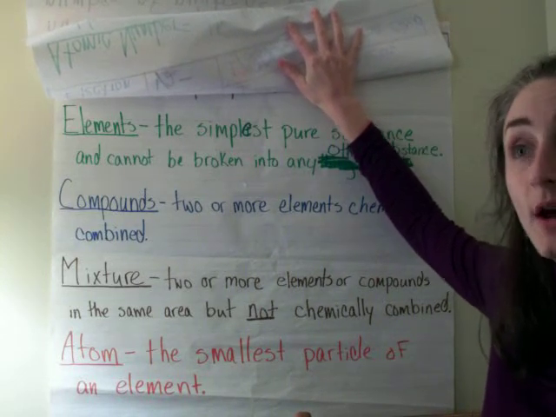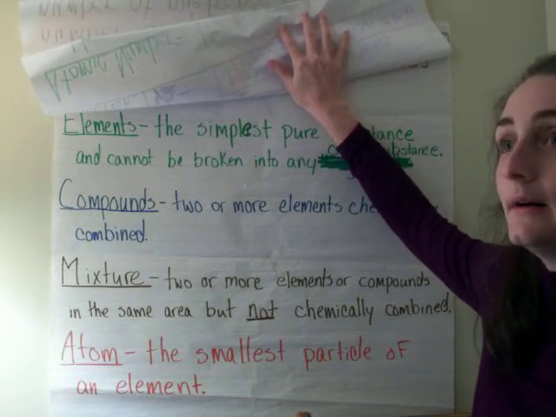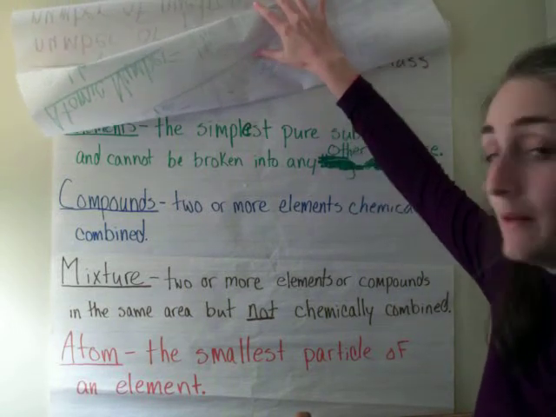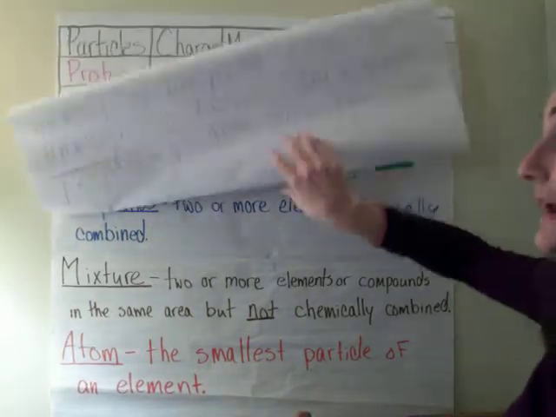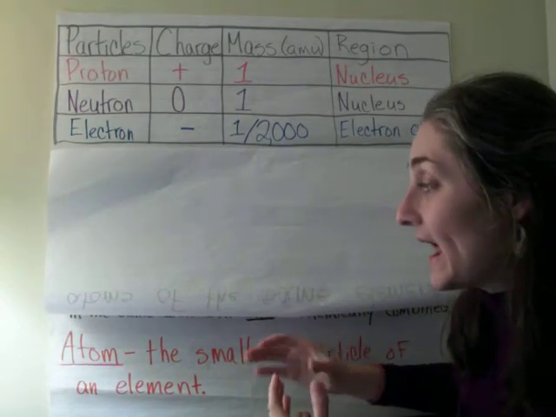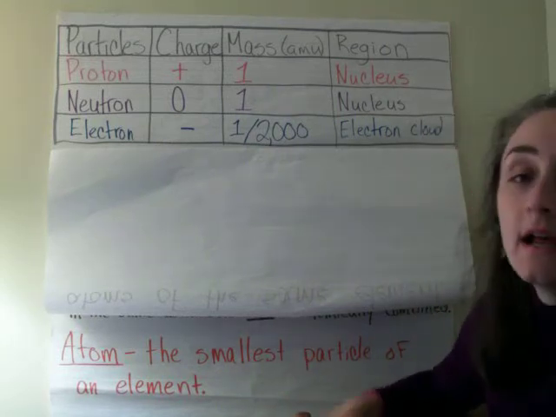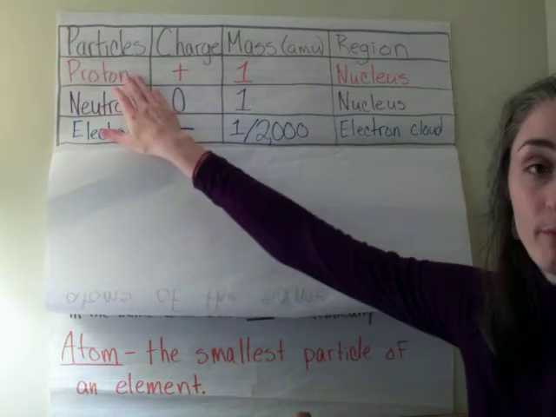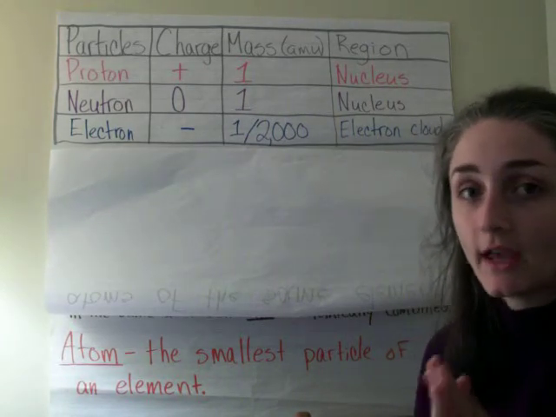We've got things like carbon, we have oxygen, we have hydrogen, we have mercury, gold, silver, tin, lead, arsenic. We've got all kinds of different elements. So if all elements are made up of atoms, and all atoms have protons, neutrons, and electrons, how can one element be different from another? And the way that one element is different from another is in the number of protons. The number of protons is what decides the element that you're looking at.